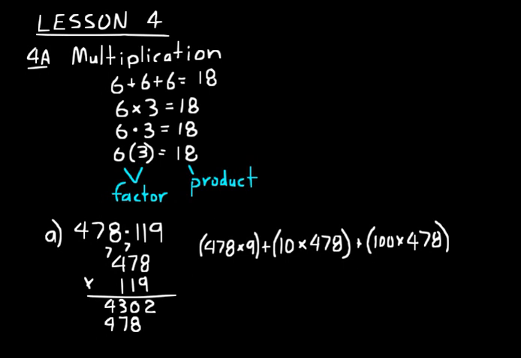Next, we go to that third one. It will start in the hundreds column. 1 times 8 is 8, and so it goes here. Then we do 1 times 7 is 7. 1 times 4 is 4. Finally, we add those together.